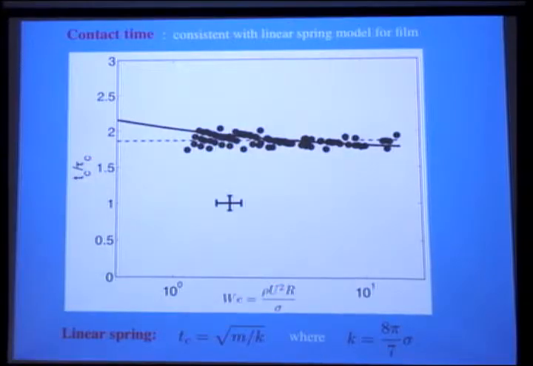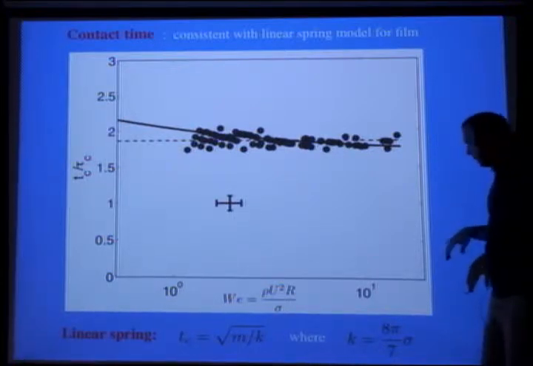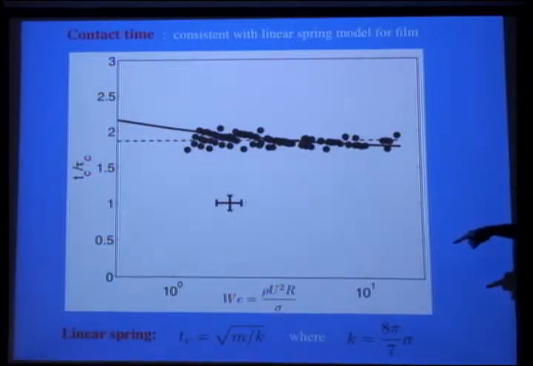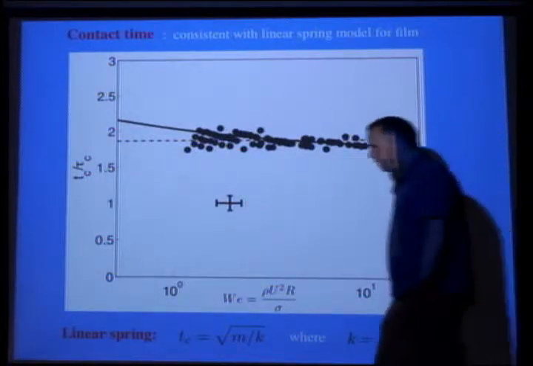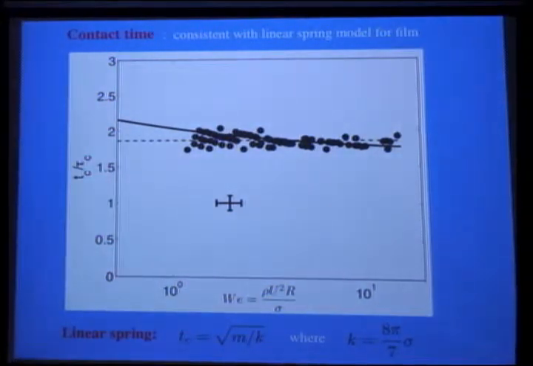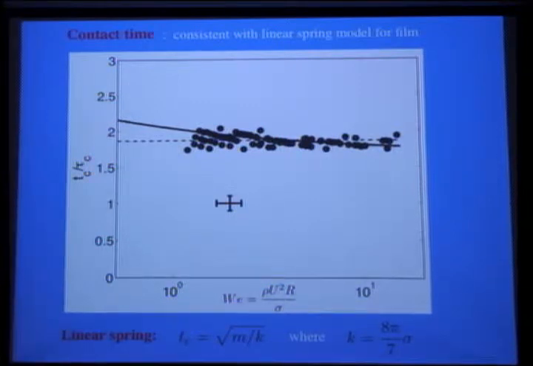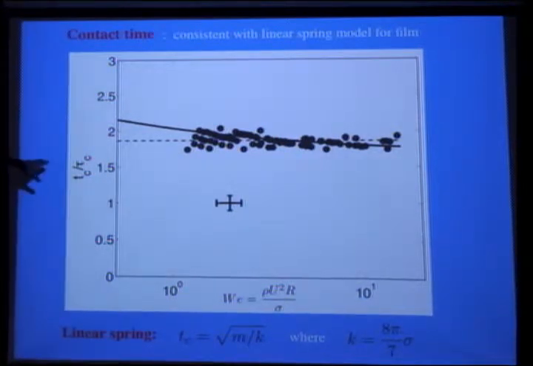And so the other thing which gives us confidence in this model is the fact that the contact time scales as square root of m over k, right? Because that's the time scale for a linear spring. If you have a mass m on a linear spring with spring constant k, then the spring time is square root of m over k. Okay, so that we can see that.